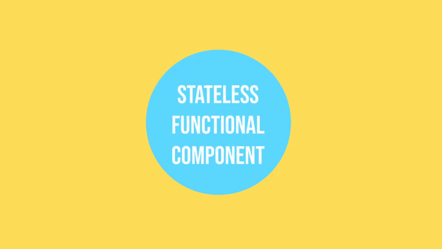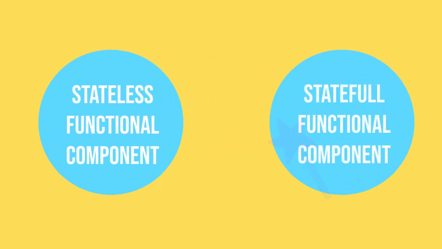In previous versions of React, functional components were strictly what we call stateless components. Their purpose was to just render something based on props, and that's it. With the advent of hooks, that's no longer the case, and functional components can now be stateful as well.